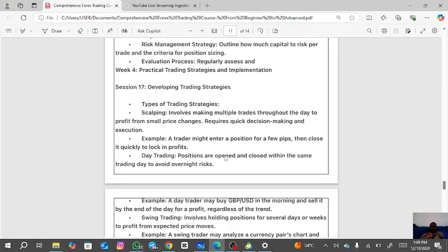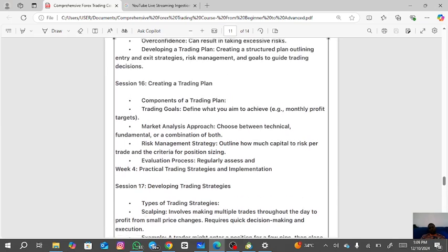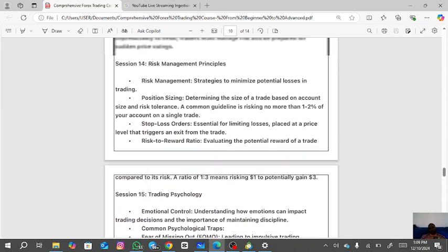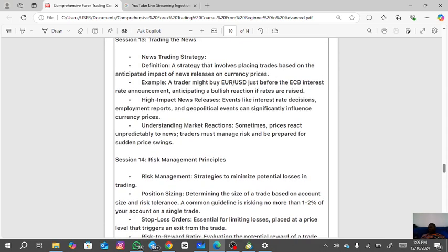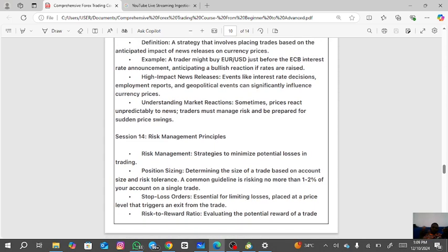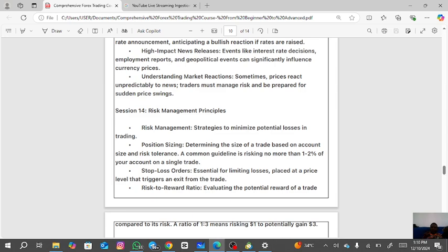All right, now we are going to be talking about risk management. We have risk management in trading. That's what helps you sustain your capital. For instance, risk management strategies to minimize potential losses in trading. This is something that helps you minimize potential losses in trading, like cutting your losses short.